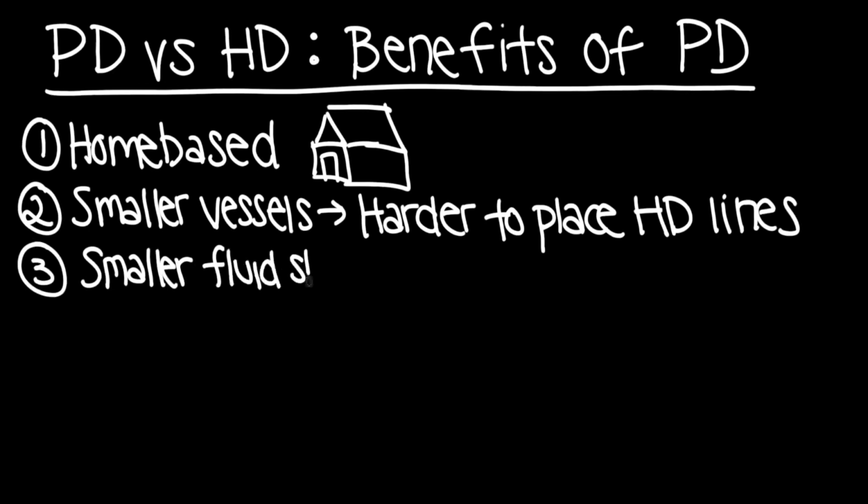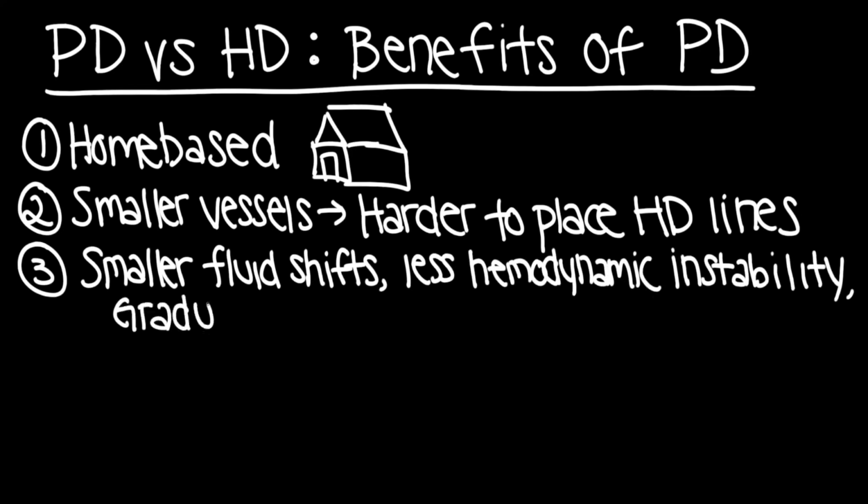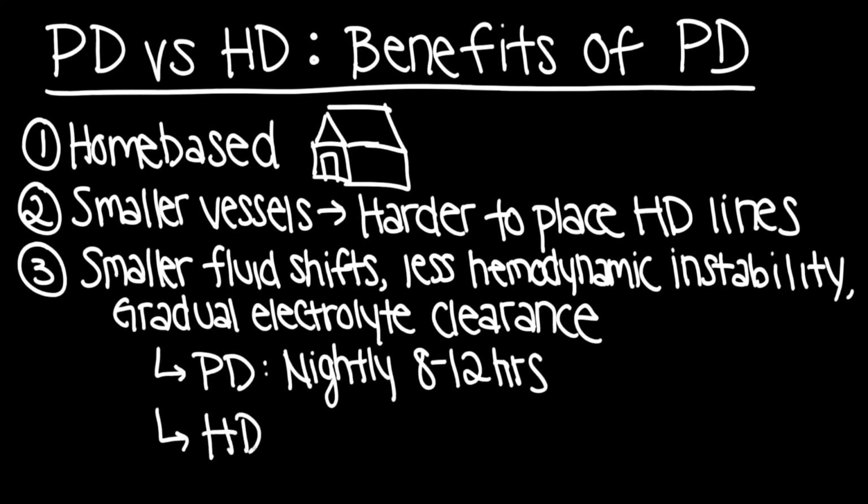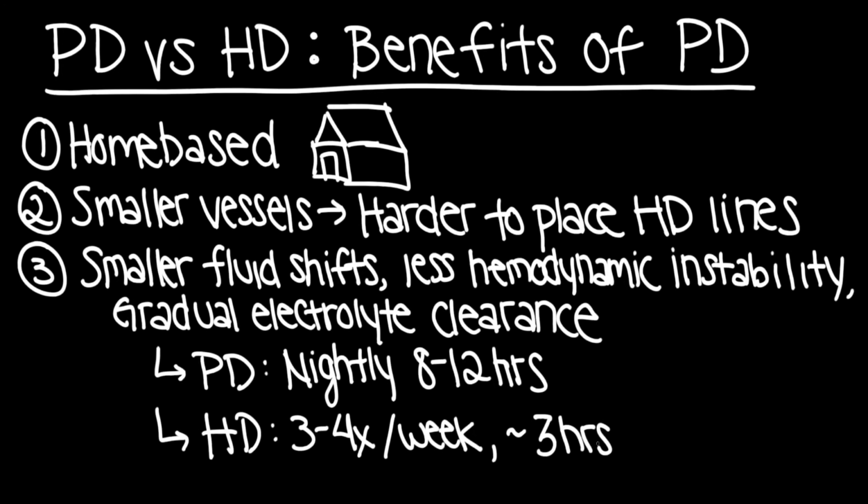Lastly, there are smaller fluid shifts, less hemodynamic instability, and more gradual clearance of electrolytes in PD compared to HD. This is because PD usually happens nightly over 8 to 12 hours a night, while HD is approximately a 3-hour process that occurs 3 to 4 times a week. In HD, you have to remove fluid and clear electrolytes in these much shorter, less frequent sessions, versus in PD, where these changes occur slowly over a longer period of time.